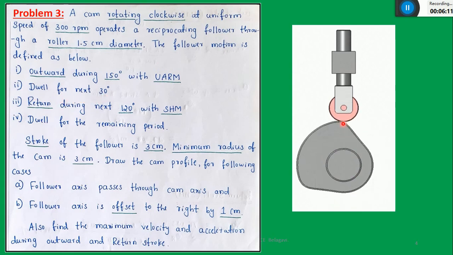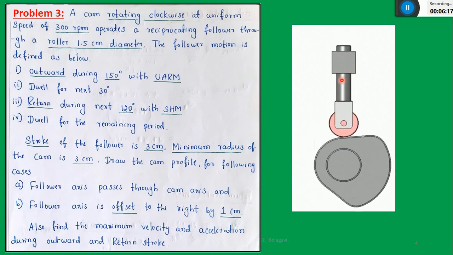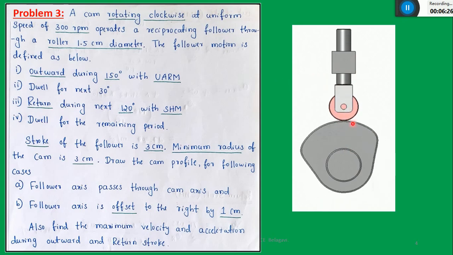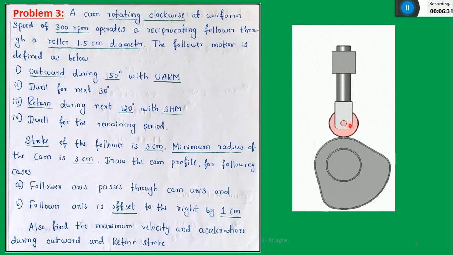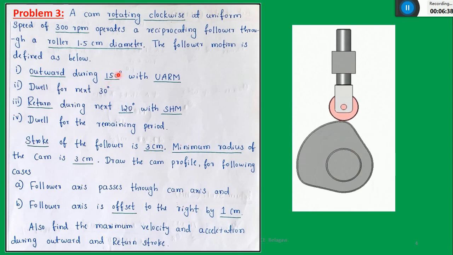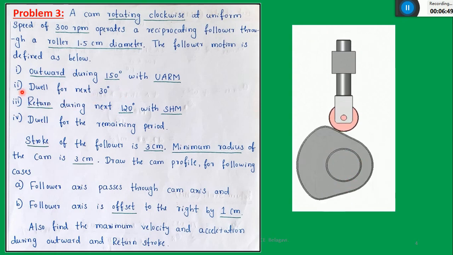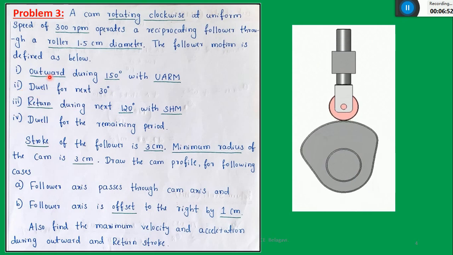After the follower moves in upward direction, it will not come suddenly in a downward direction. After moving up, it will take some rest, then come down. In between the rising and the downward motion of this follower, it will take rest. You can see here upward motion, rest, downward, rest, upward, rest, downward, again rest. For the first 150 degree, the follower is moving in upward direction. After that, dwell for the next 30 degree. For the next 30 degree of cam rotation, there is no movement of the follower. The displacement of the follower is zero, which is called a dwell.